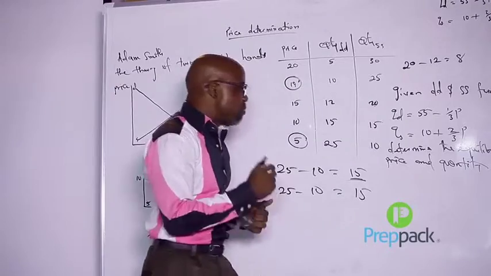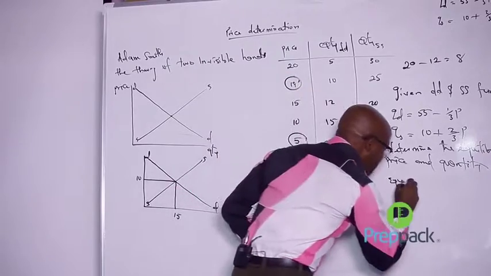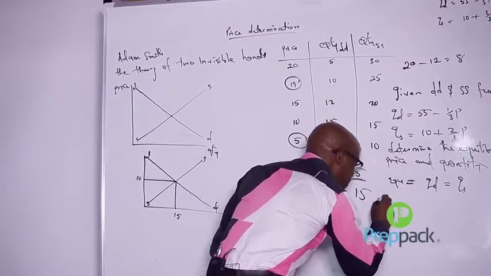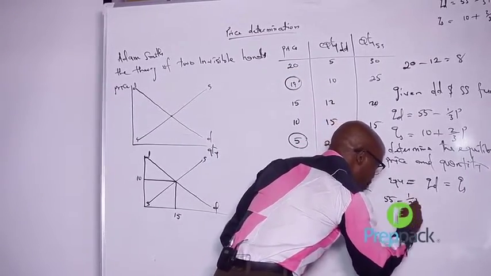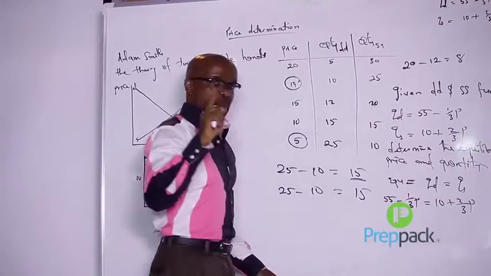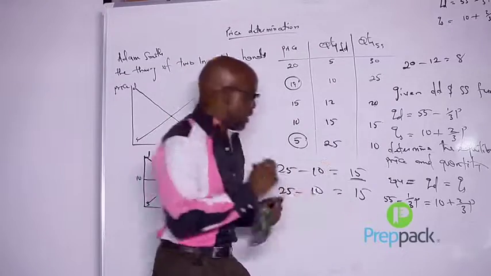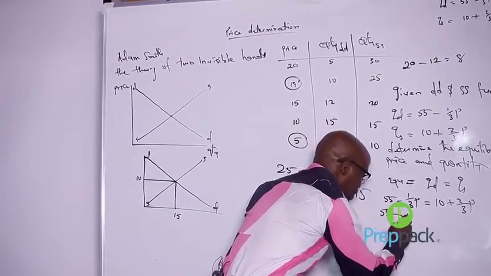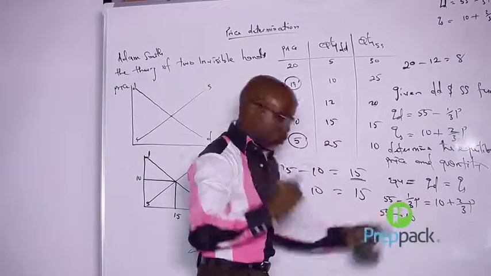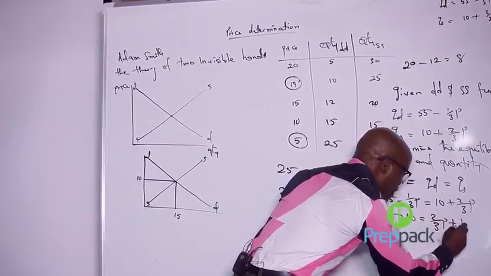All right, now what do we do? Remember, equilibrium is defined as the point where demand equals supply. Therefore, QD must equal QS. My QD says 55 minus 1 over 3P equals 10 plus 2 over 3P. Remember, P stands for price. We collect like terms. That says 55 minus 10. When this 10 crosses the equality sign, it turns negative. Good. Now 55 minus 10 equals 2 over 3P plus 1 over 3P.